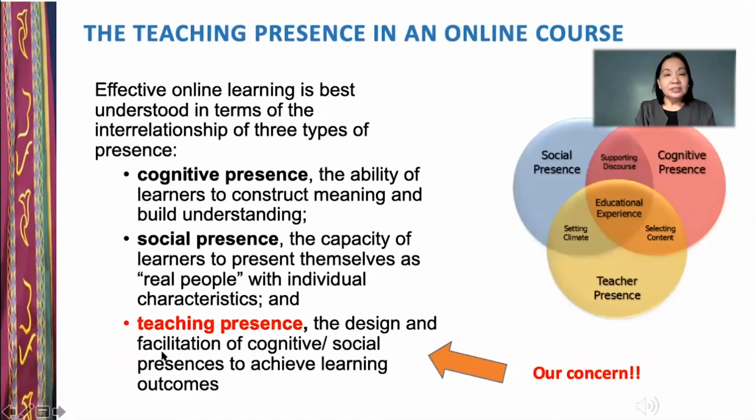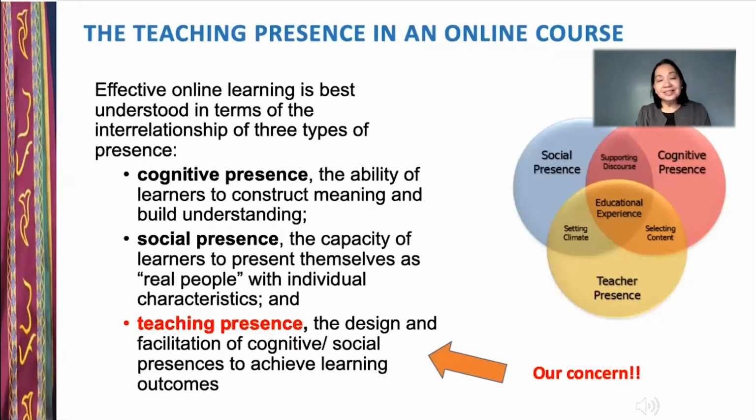So what is teaching presence? Based on what the literature says, effective online learning is best understood in terms of the interrelationship of three types of presence. We have the cognitive presence, or the ability of learners to construct meaning and build understanding. So the cognitive presence is on the part of our learners. They should be able to acquire that ability to construct meaning. But that cognitive presence is also designed by the teachers.